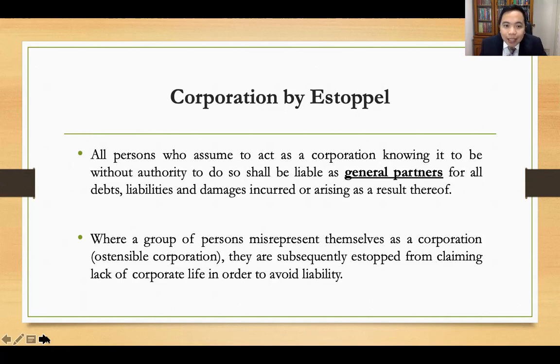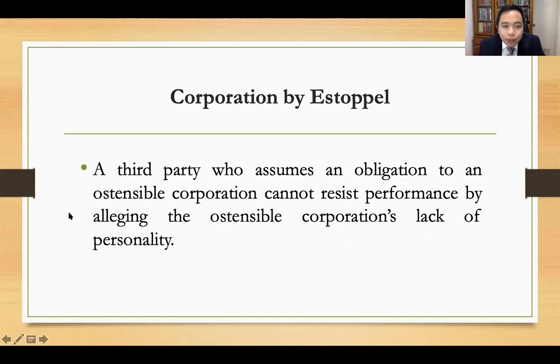Just take note that these persons who assume to act as a corporation, knowing it to be without authority to do so, are liable as general partners. Huwag niyong kakalimutan yan. Tandaan nyo yan. These persons who assume to act as a corporation, knowing it to be without authority, shall be liable as general partners. Tandaan nyo yan, class. Okay, going to the next. So, class, a third party who assumes an obligation to an ostensible corporation cannot resist performance by alleging the ostensible corporation's lack of personality.